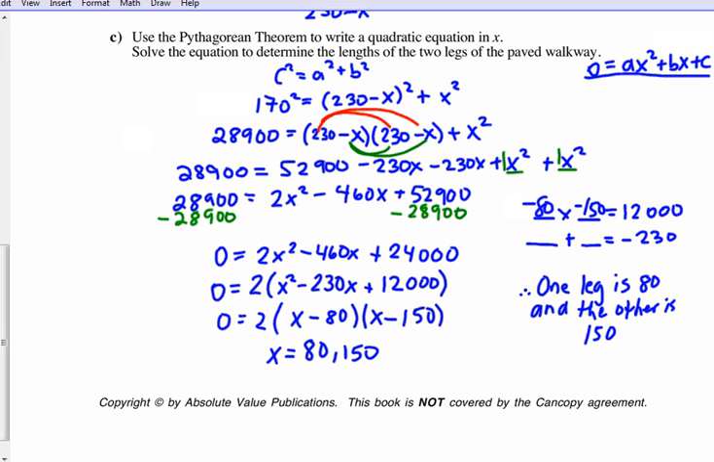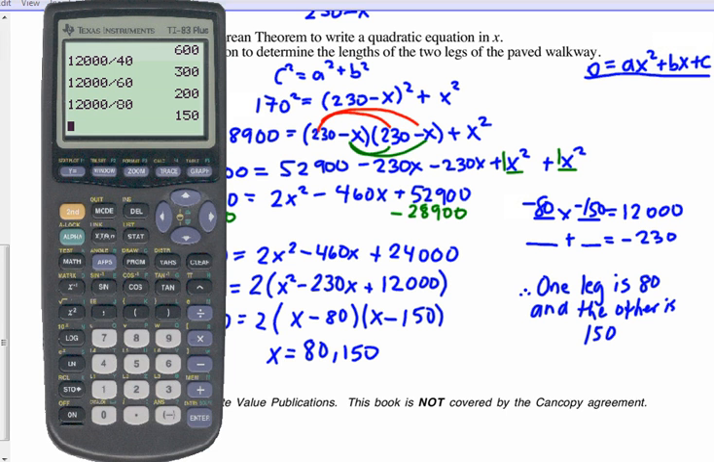Graphically, once you get to this part right here, we graph it and solve for our zeros. That's the other way. We still have to simplify all this. Actually, you could even go up to here. Very easy. Let's grab your calculators. I'm going to show you another way. Right at the beginning, we could actually sub in two different equations. So let me show you. Y equals, we plug in one side of the equation, we plug in the other side, and then we find the intersection points. So 170 squared, and the other side was 230 minus x squared plus x squared.